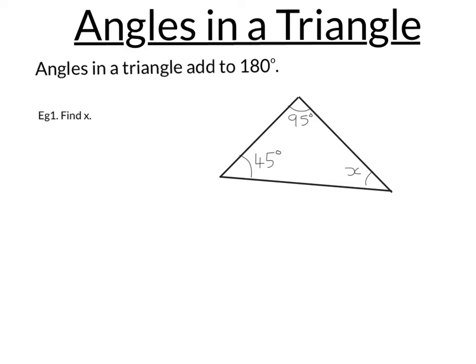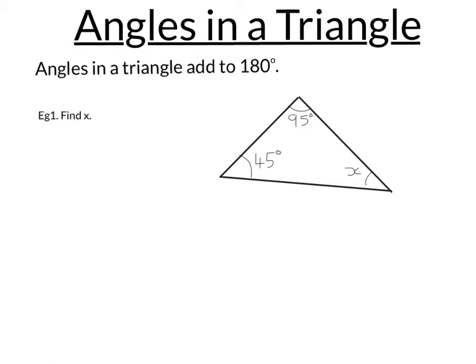Angles in a triangle. Angles in a triangle add to 180 degrees. And when we talk about angles in a triangle, we mean the interior angles, the angles on the inside of the shape. So the 45, the 95, and x in this first example. So in example 1, we have to find out the value of x.